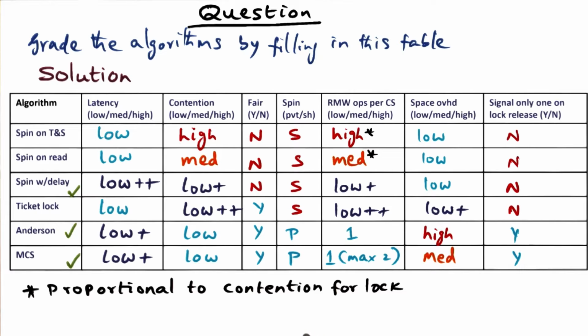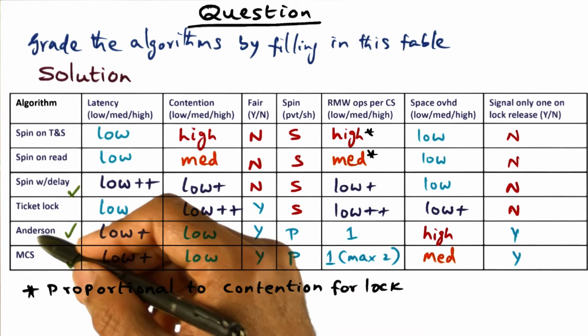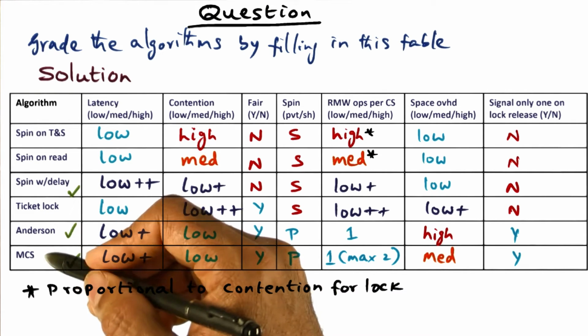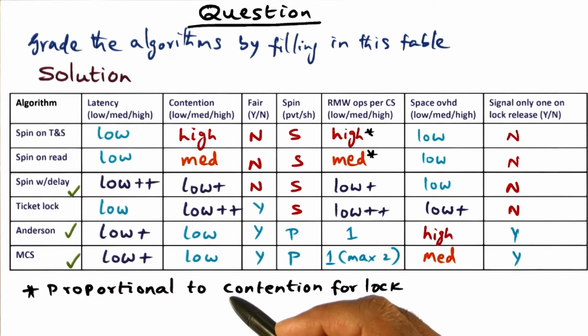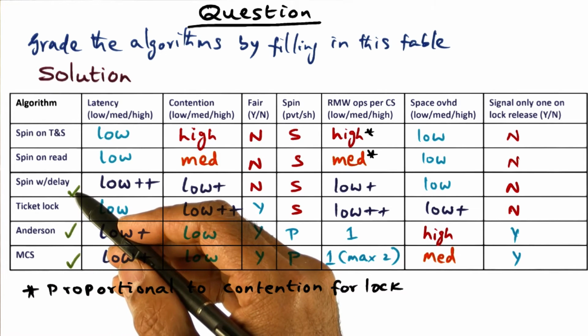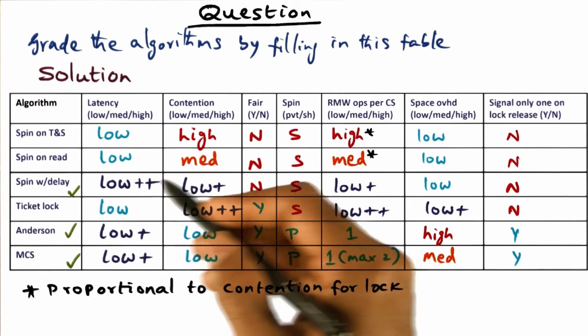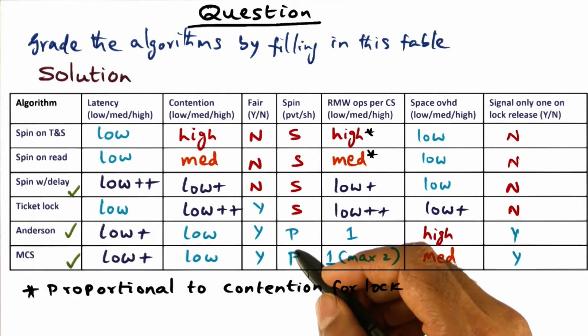But I should tell you that if you have fancy read, modify, write instructions, then Anderson's and MCS lock give you the best performance on all these attributes. But on the other hand, if the architecture does not support fancy read, modify, write operations, and it only has test and set operation available, then some sort of a delay-based, either exponential delay-based or static delay-based spin lock algorithm may turn out to be the best performer.